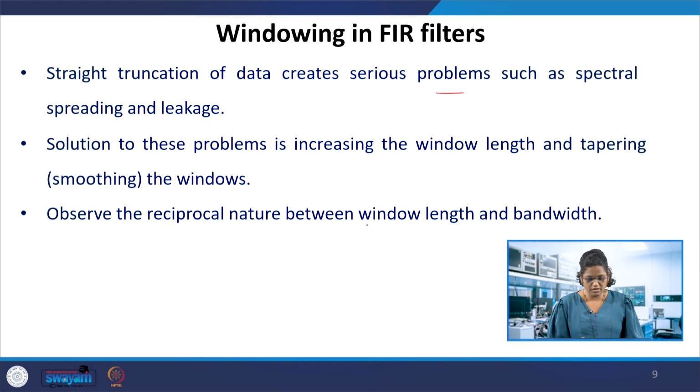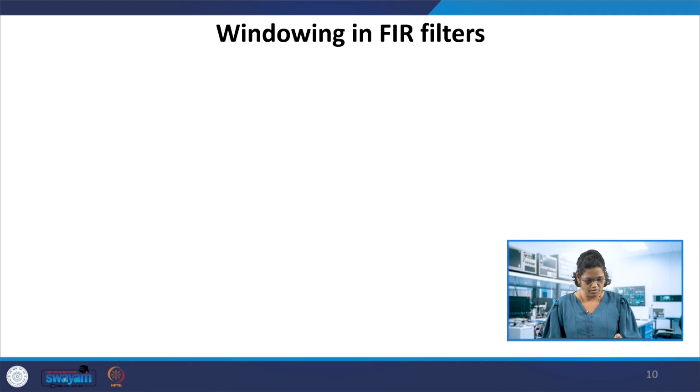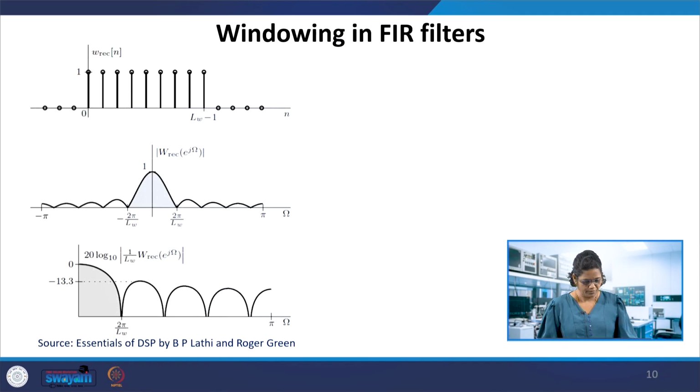Also, we can see the reciprocal nature of the window length and the bandwidth. Suppose we take a rectangular window, with the number of samples shown here. This is the discrete window, w_R[n], which has length L_w, from 0 to N minus 1 samples, as we used in the previous examples. These are the filter coefficients, and the number of samples corresponds to the window length.